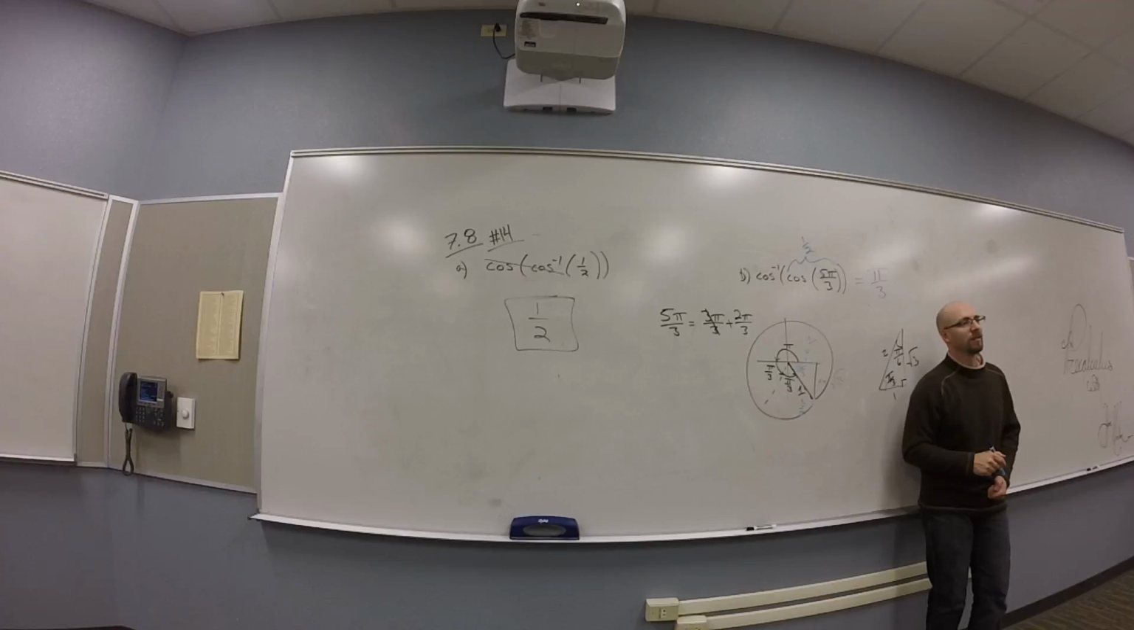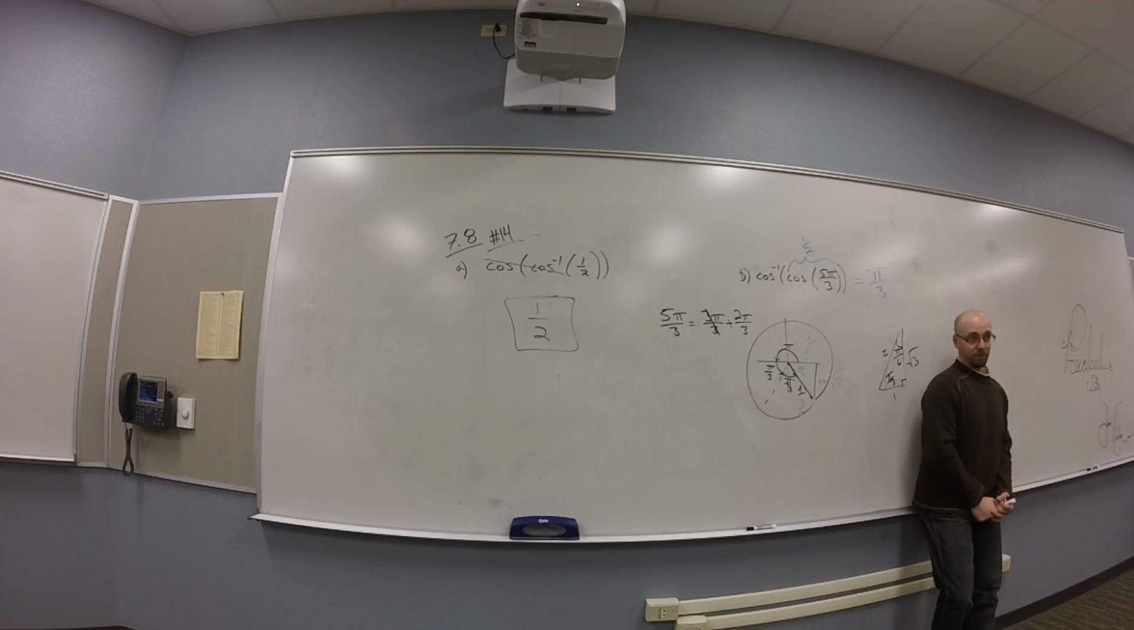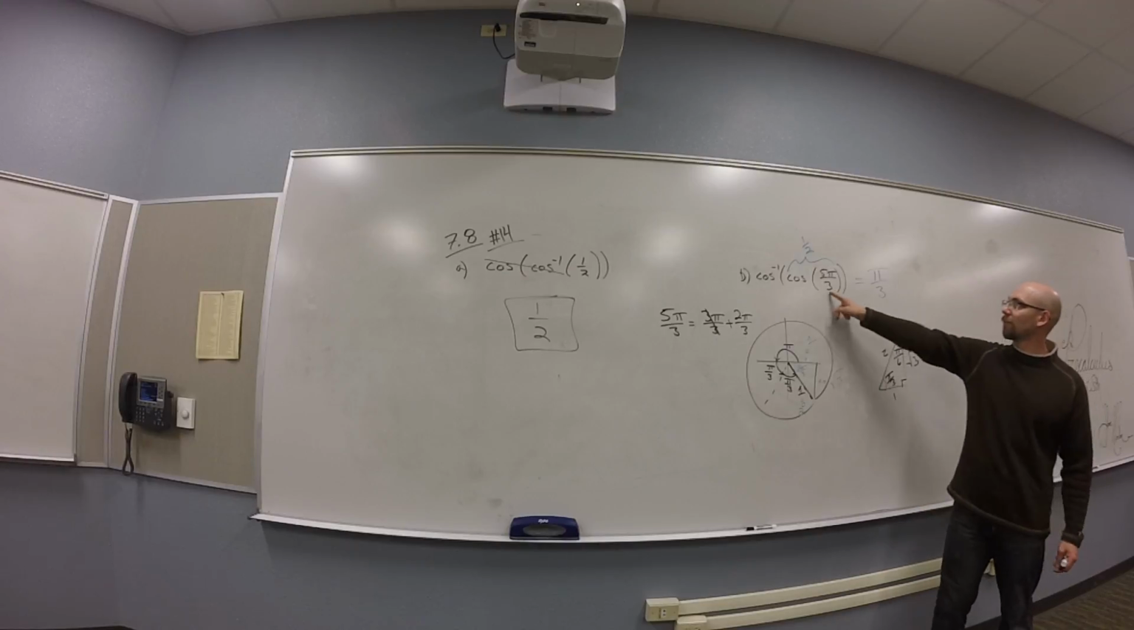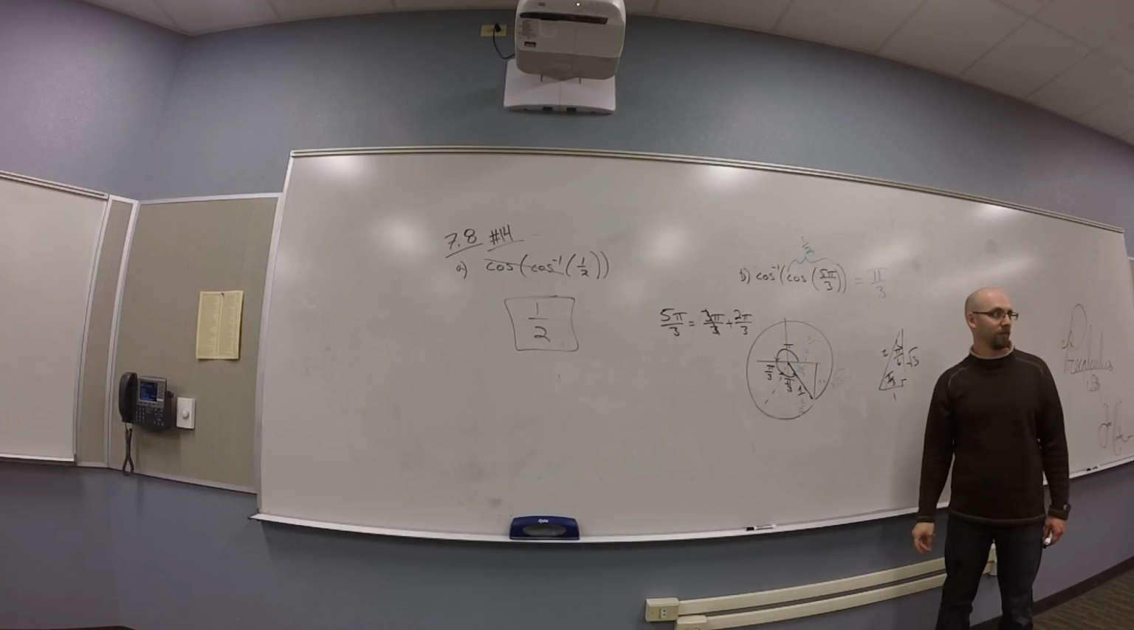The inverse cosine is going to be an angle, right? And they gave me an angle in radians, so I should give them back an angle in radians. And why is it not the 5 pi over 3 they started with?